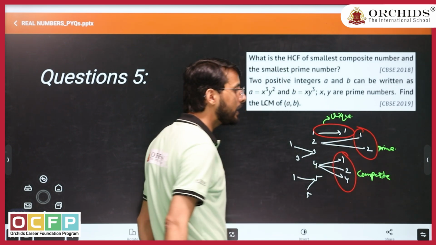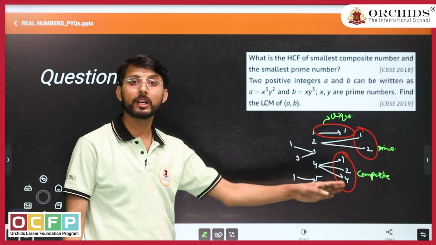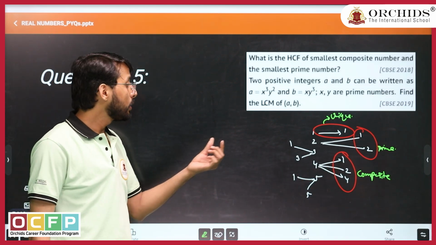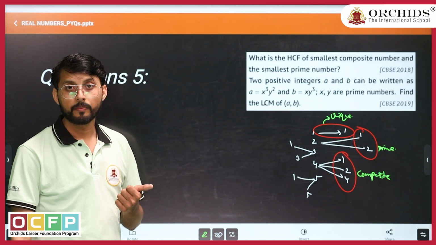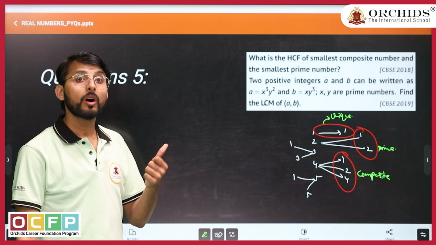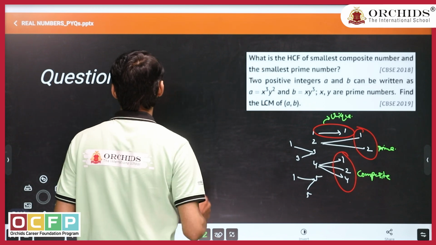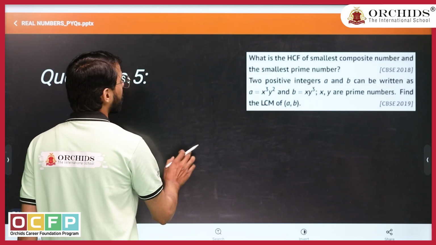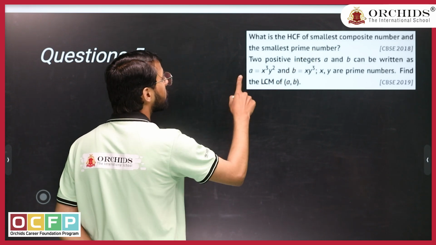1 is a unique number, 2 is a prime number, 3 is a prime number, 4 is a composite, and 5 is also a prime number. 2 has a special character: 2 is the one and only even prime, and 3 is the first odd prime. Now you can read your question. What is the HCF of the smallest composite number and the smallest prime number?